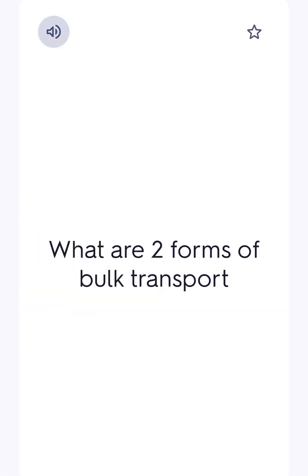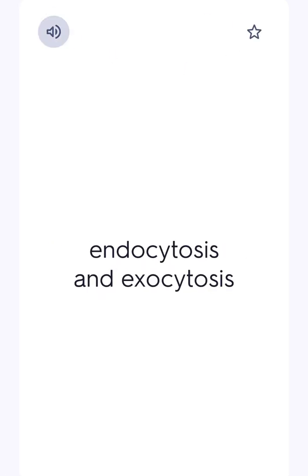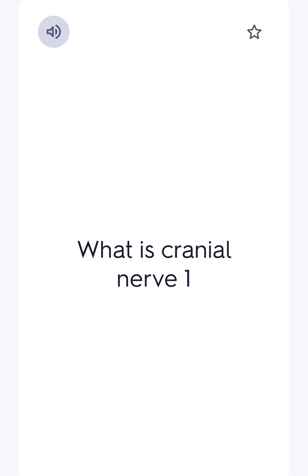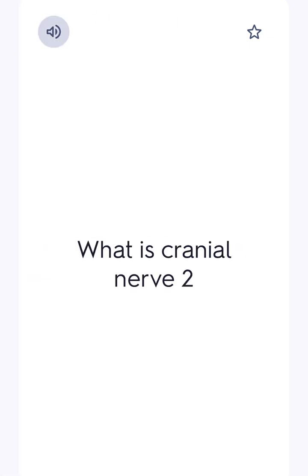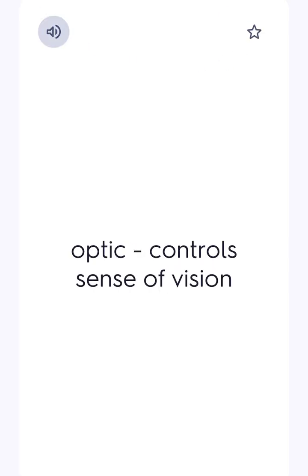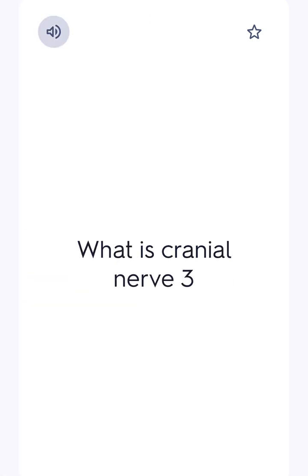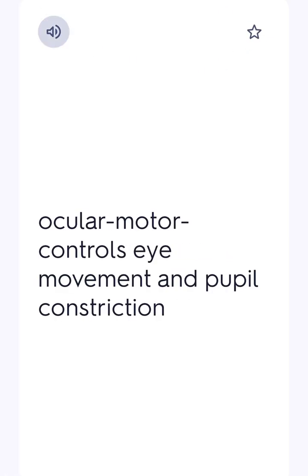What are two forms of bulk transport? Endocytosis and exocytosis. What is cranial nerve 1? Olfactory, sense of smell. What is cranial nerve 2? Optic, controls sense of vision. What is cranial nerve 3? Oculomotor, controls eye movement and pupil constriction.